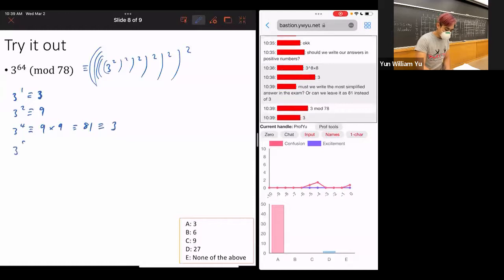And then, so what's 3 to the 8? Well, 3 to the 8 is going to be equivalent to 3 squared, so that's equivalent to 9. And then 3 to the 16 is going to be equivalent to 9 times 9, which is equivalent to 81 again, which is equivalent to 3. 3 to the 32 is going to be equivalent to 9. And 3 to the 64 is then going to be equivalent to 3 again.